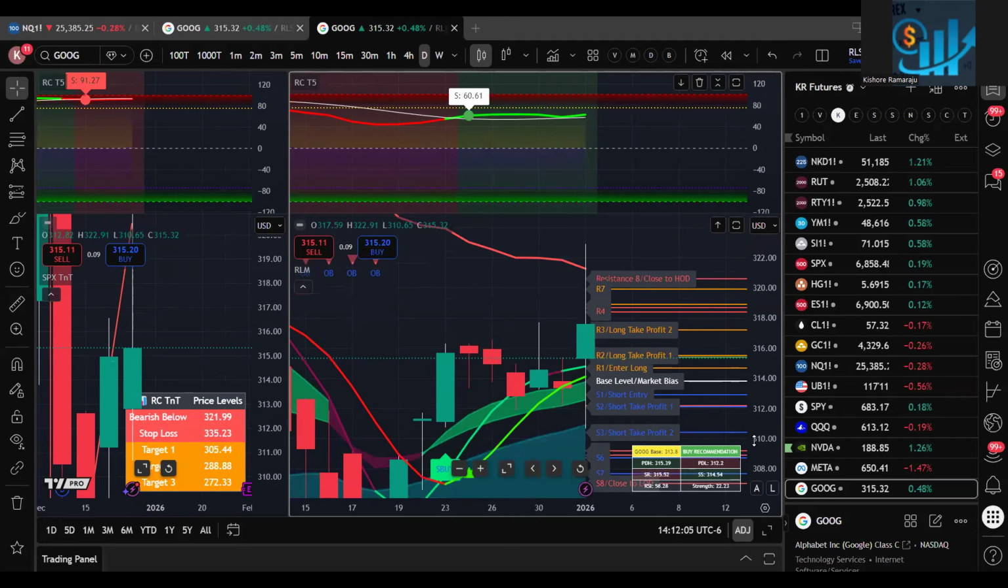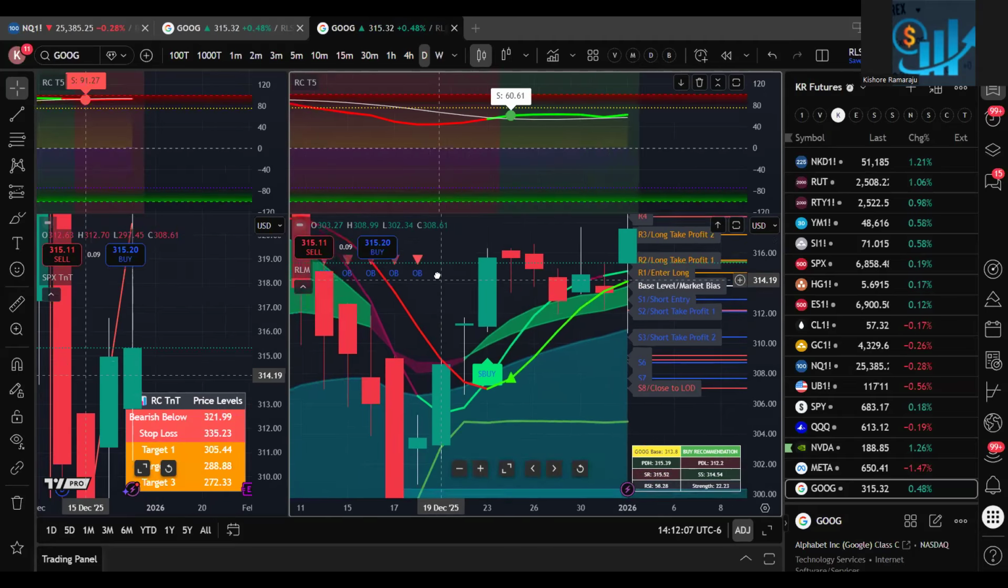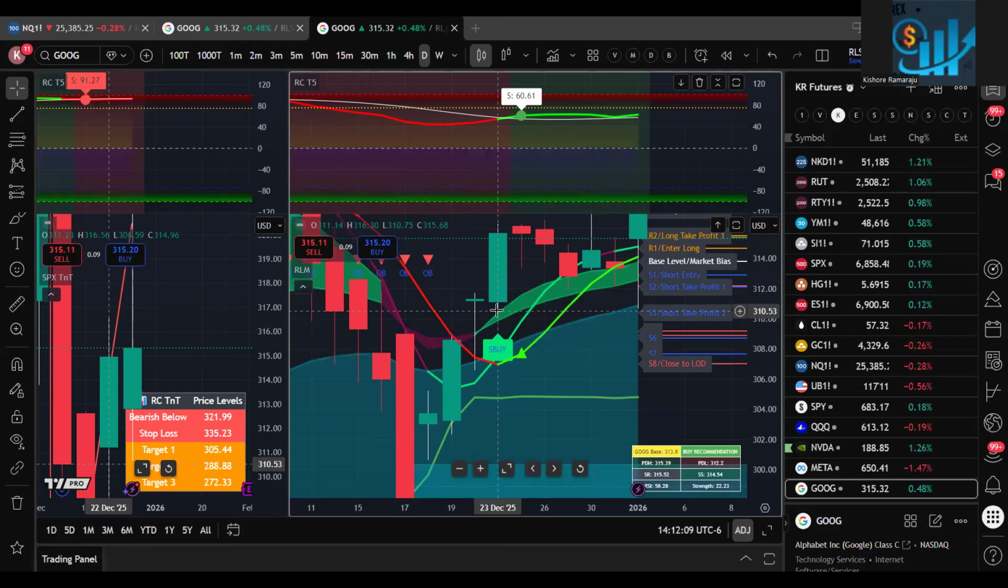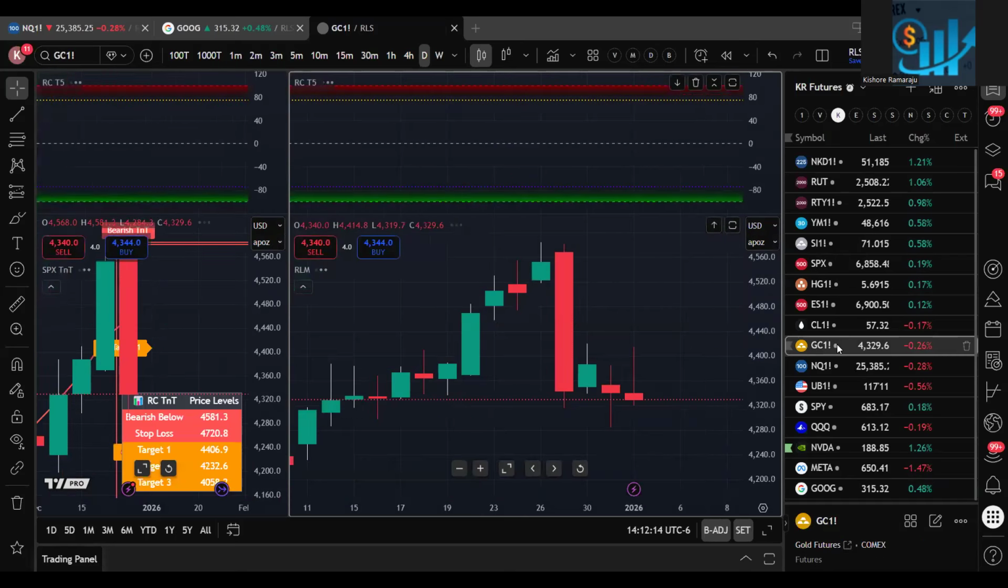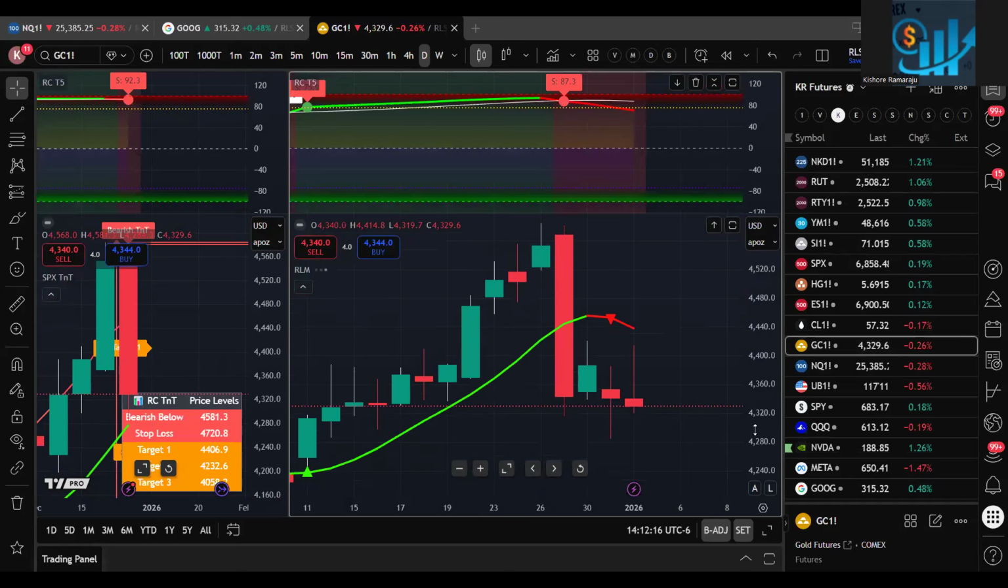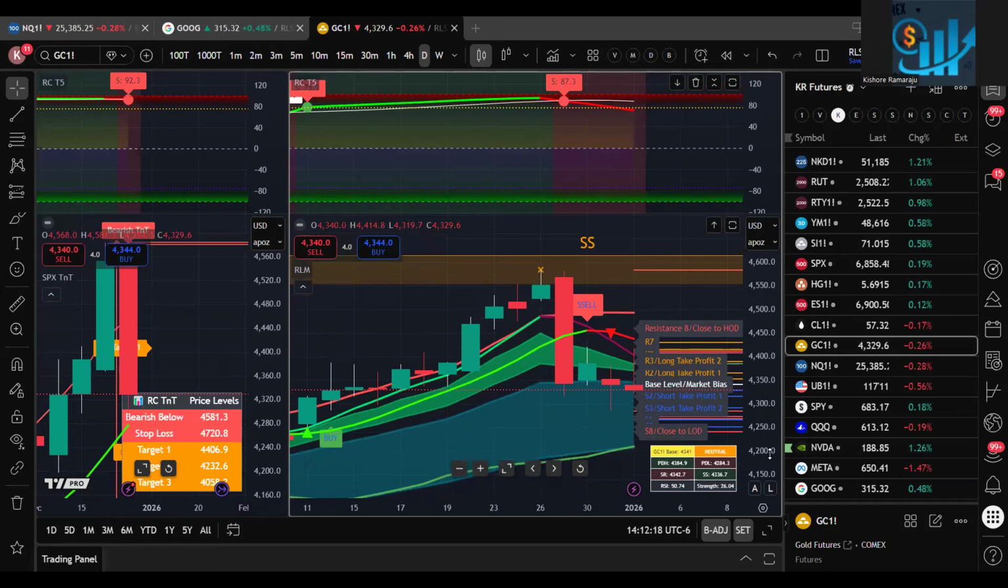For example, if you see Google, you got a strong buy somewhere at around $310. Or if you see gold, you got a sell signal somewhere here, at 4,500. Now it is 43.40.